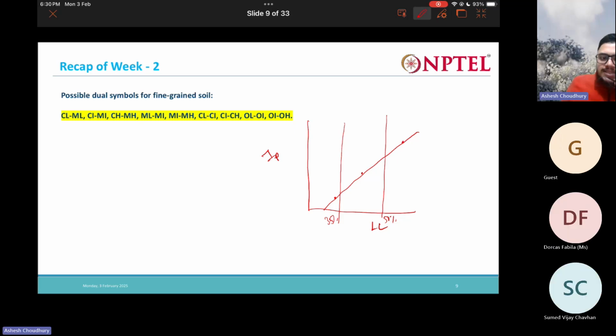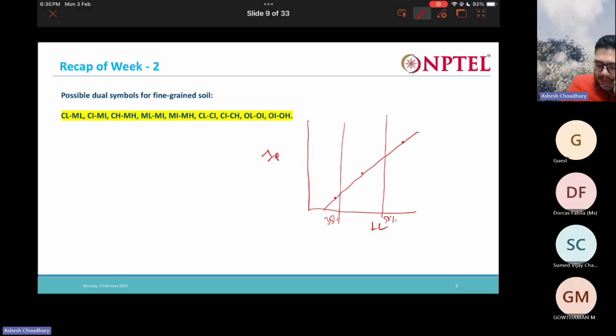Now next is ML-MI. When can it have ML-MI? It can have it when it's very close to this vertical line. MI-MH when it's here, CI-CH when here, CL-CI when here, and CL-CH when here. Okay, when they are very close to the boundaries, at that time we have to go for dual classification. We have no option, but we have to go for dual classification.